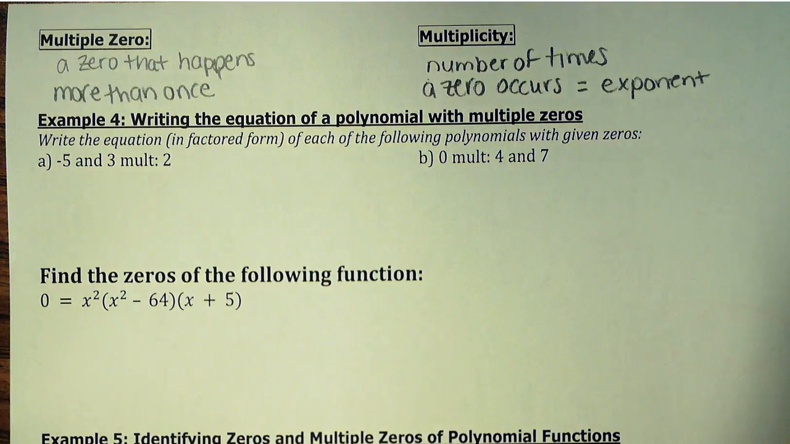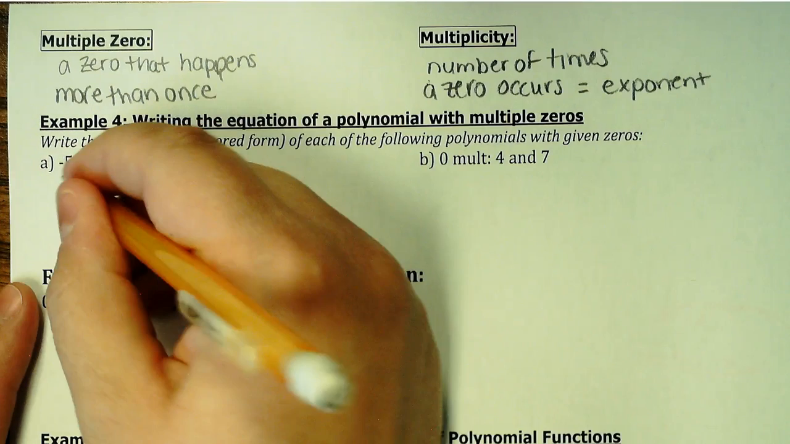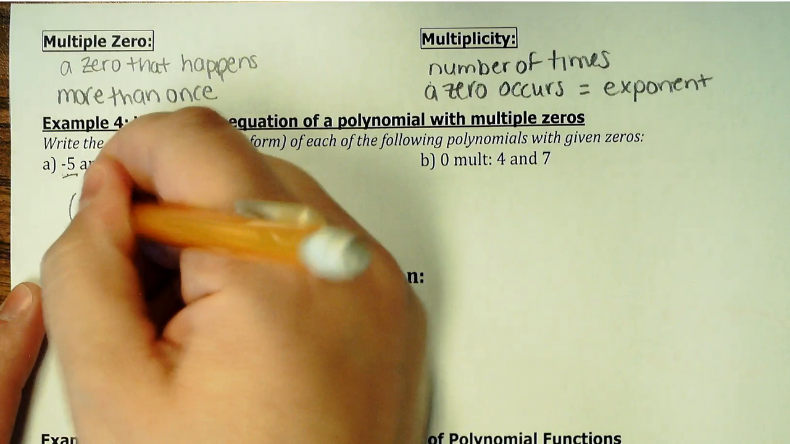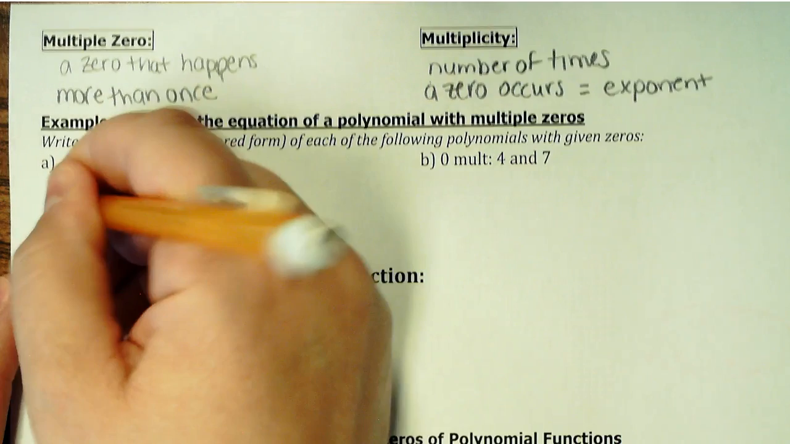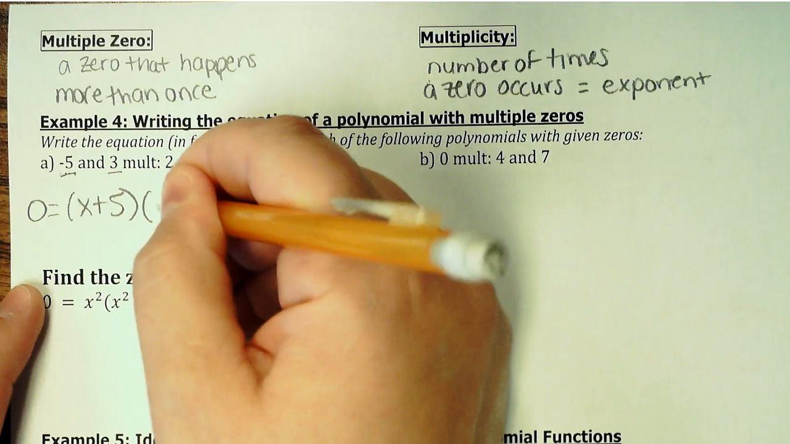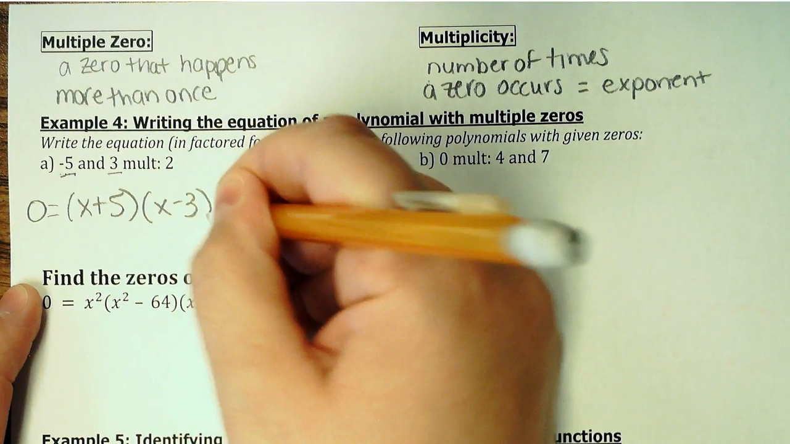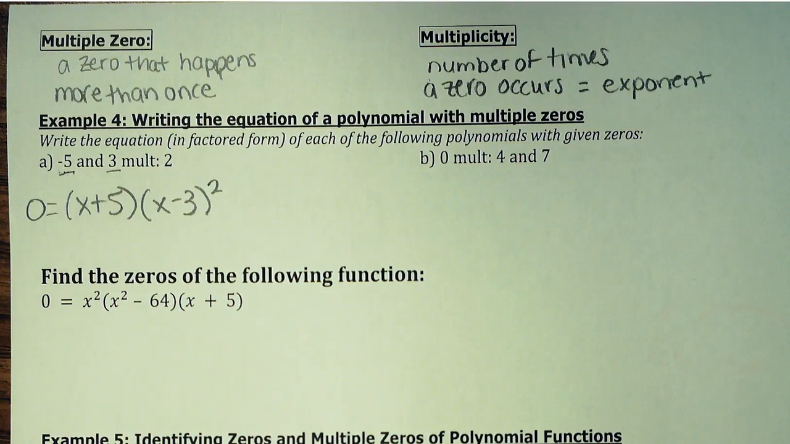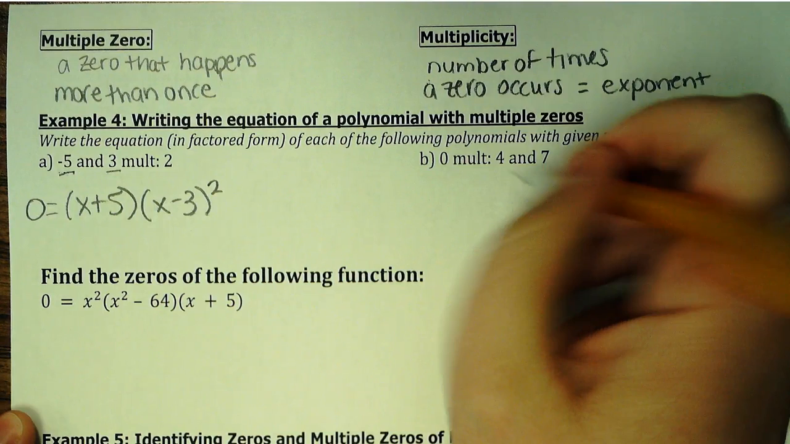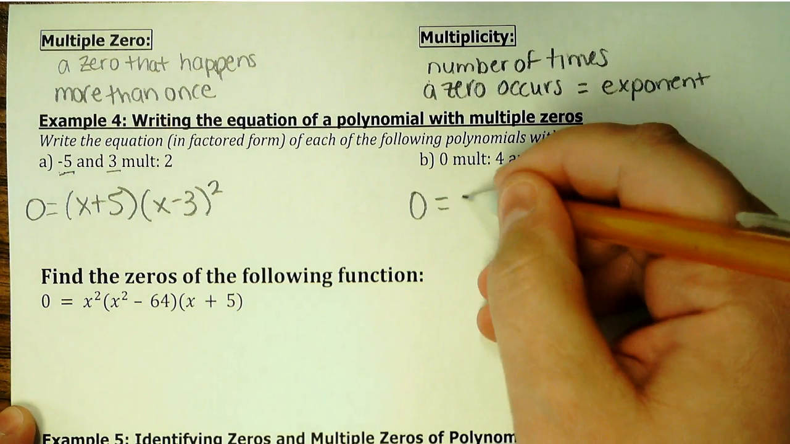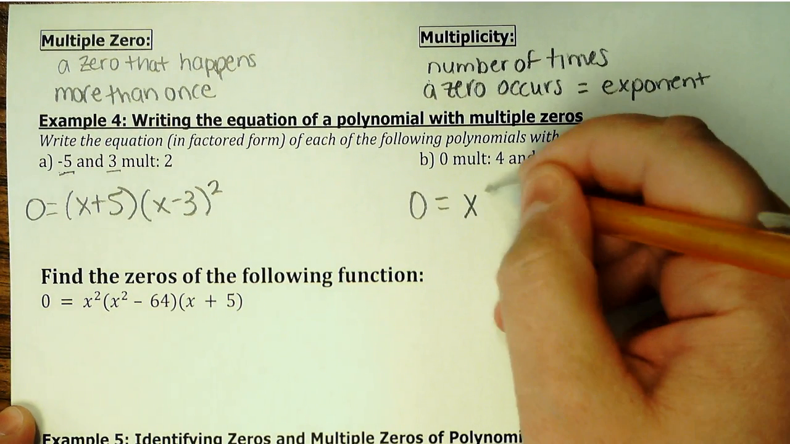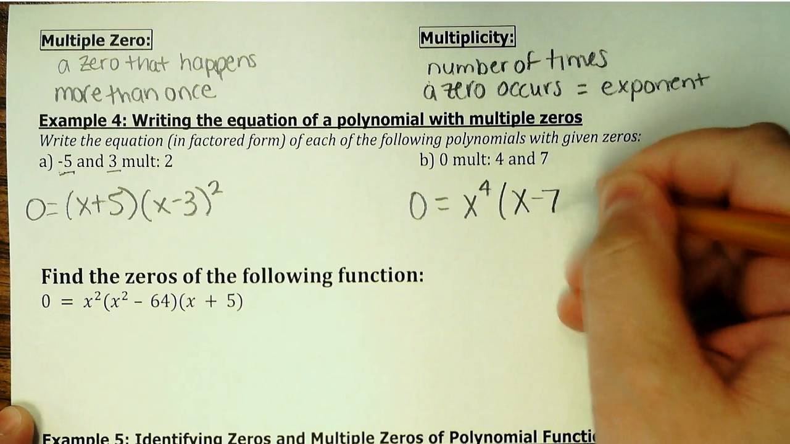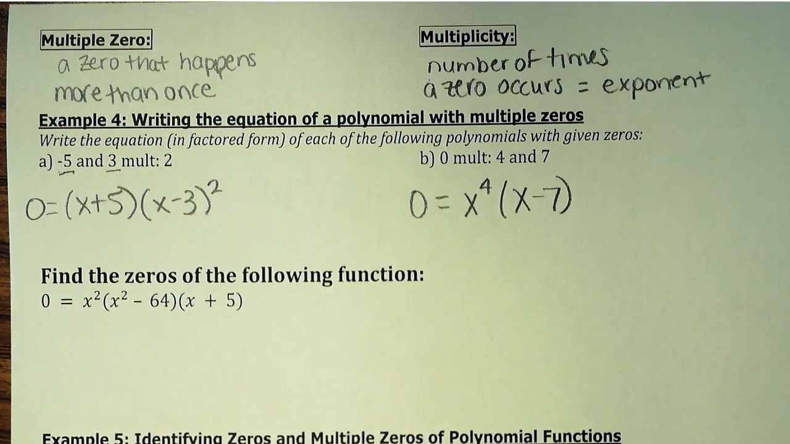So this says I have 2 zeros, -5 and 3 multiplicity 2. So here's all this means. x plus 5 would be the factor. And then 3 multiplicity 2 would be x minus 3 for the factor, and the multiplicity just means that would be squared. So this would be, if we multiplied this out, a cubic function. This one says 0, so I'm just going to put x with multiplicity 4. So I'm going to put that to the 4th power, and 7. So that would just be an x minus 7 if we were writing that.